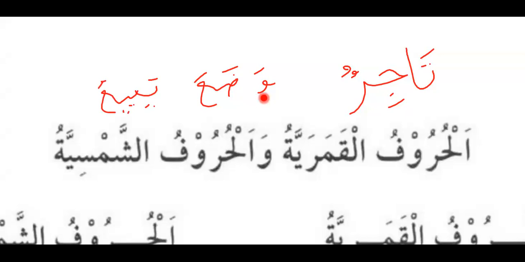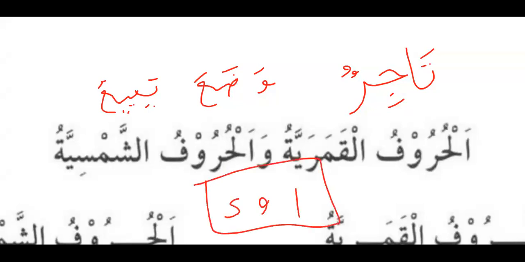Waw is also one of those letters that are used for mad. Ya is used for mad too, as alif is used for mad. Three letters of mad: alif mad, waw mad, ya mad. Amongst these three, it is only alif that cannot have a vowel. Waw can have fatha, kasra, dhamma. I can say wa, wi, wu. Ya can have fatha, kasra, dhamma. I can say ya, yi, yu.